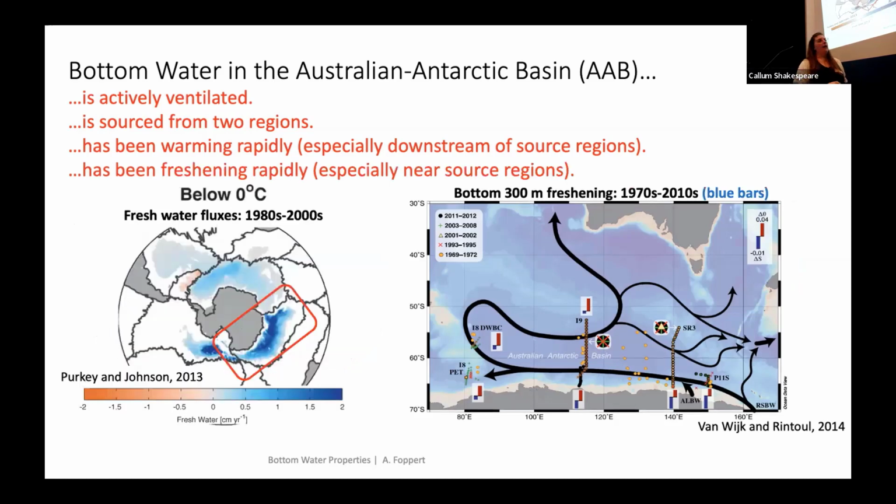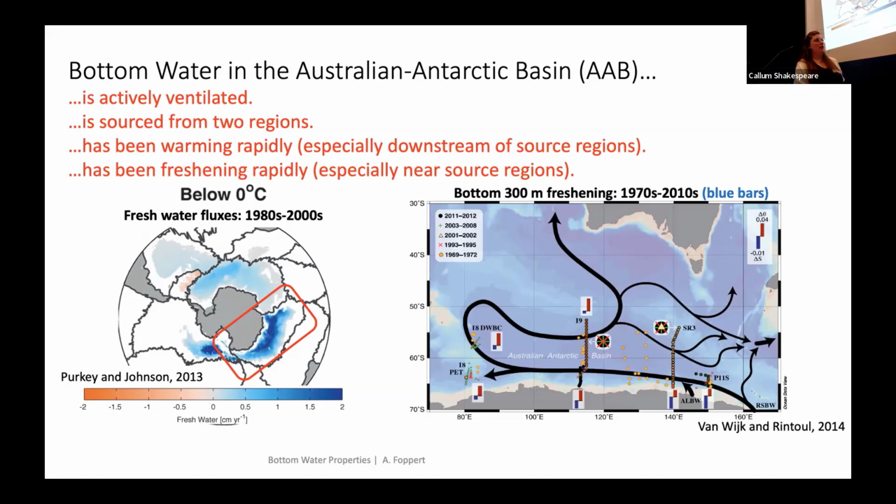On the other hand, if you look at that same map there on the right, the freshening is very strong near those two source regions of Antarctic bottom water. So when dense shelf water is formed on the shelf and then exported down to mix with circumpolar deep water to create Antarctic bottom water, that freshening signal is very strong close to those two source regions, which is thought to be driven by glacial meltwater input on the shelf.